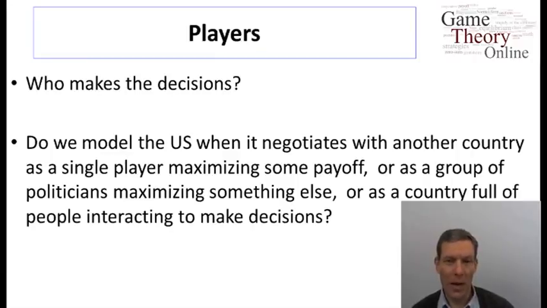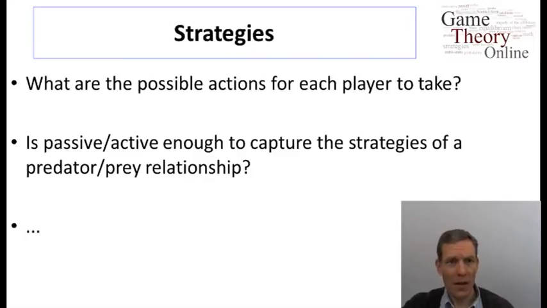So there's a lot embedded in who we think the players are in the game, and generally we'll start with some set of players as an accepted starting point. And then we have to decide what are their strategies. So what are the possible actions that each player can take?